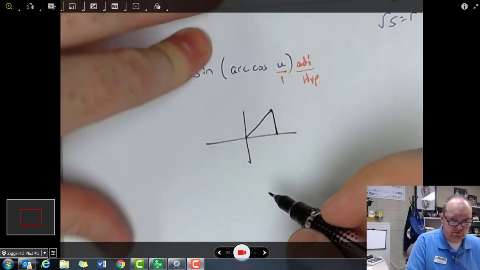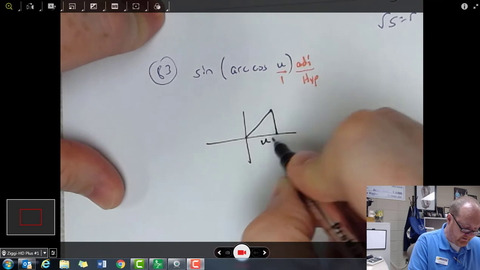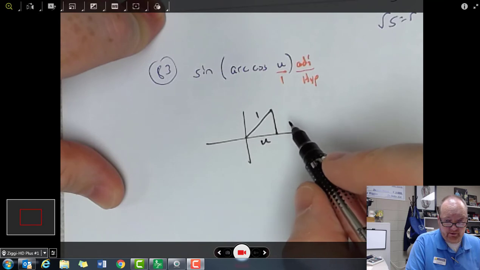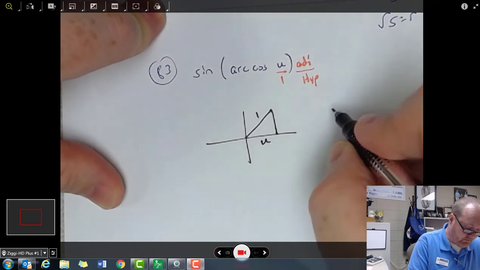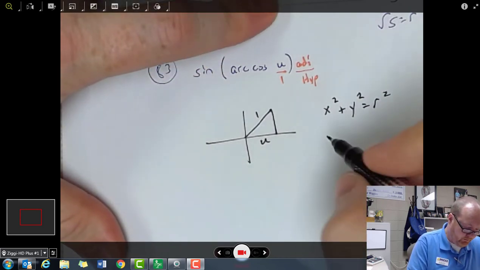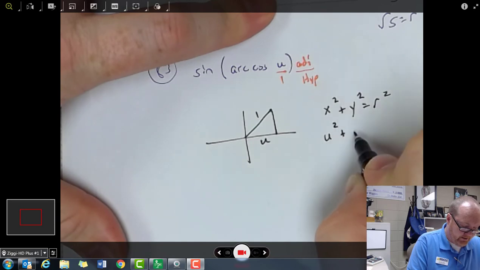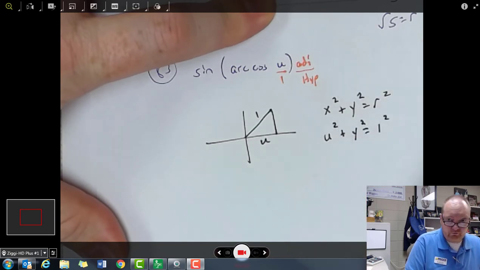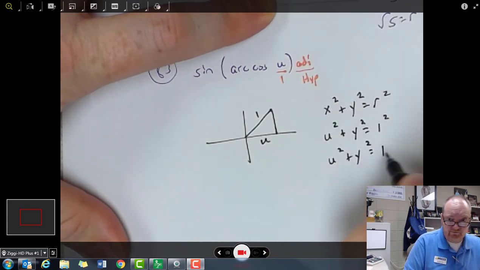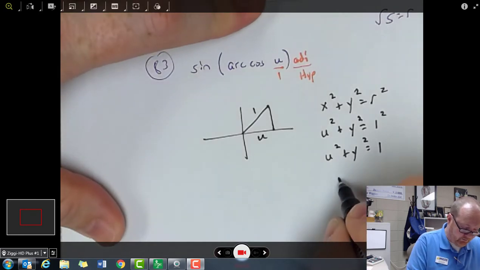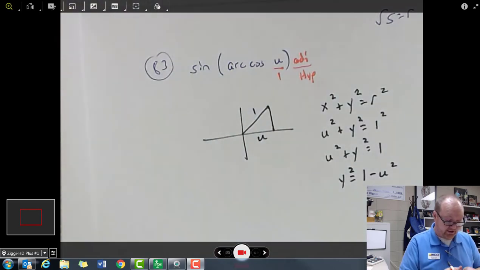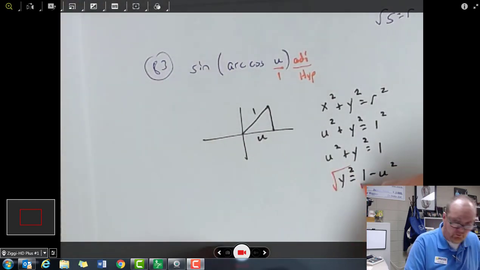So a quadrant 1 triangle, I want the adjacent to be u and the hypotenuse to be length 1. I need to find a way to represent this third side of the triangle. So once more, let me use my Pythagorean theorem, which is, in this case, u squared plus y squared equal to 1 squared, or trying to solve in terms of y. So I get an expression for y squared that is 1 minus u squared. And then to find just y by itself, I'm going to take the square root of both sides.